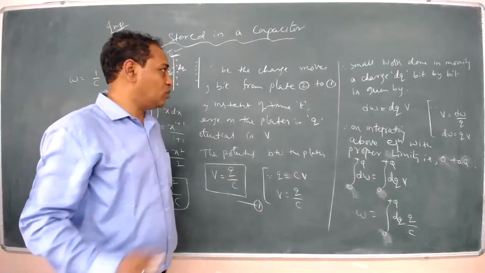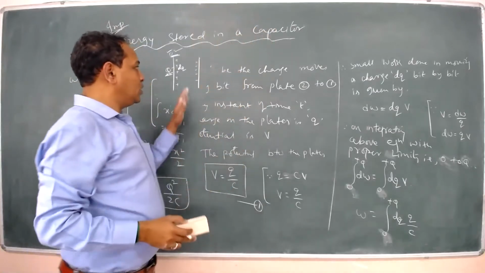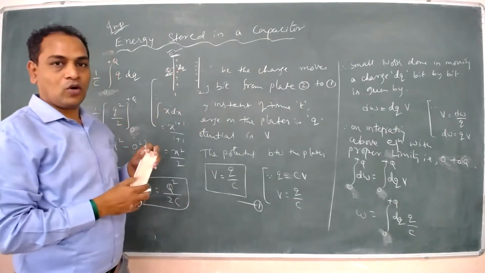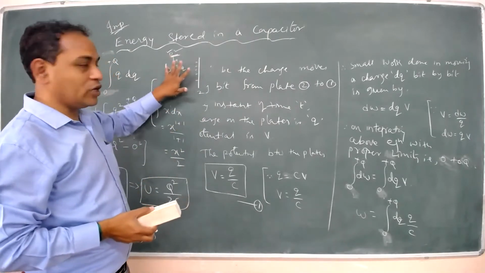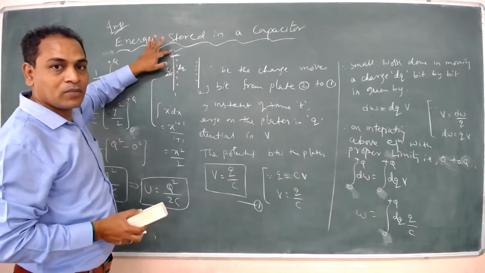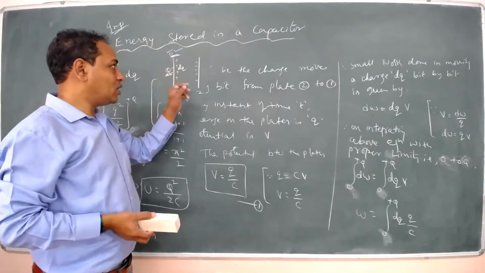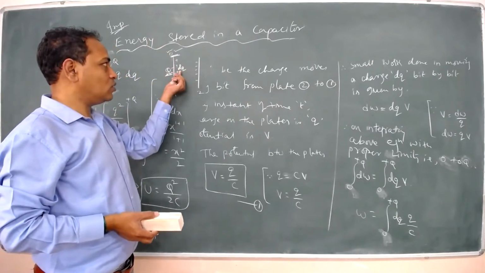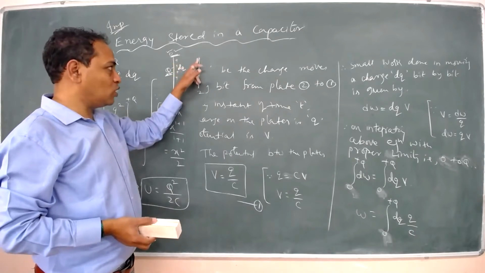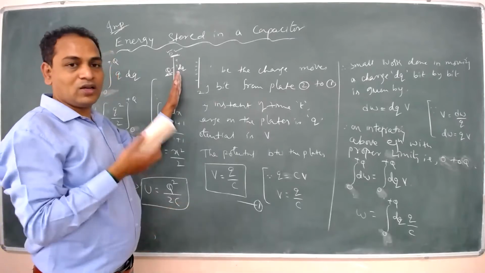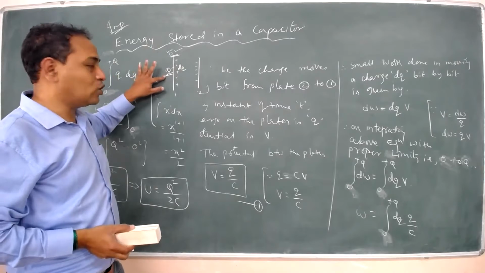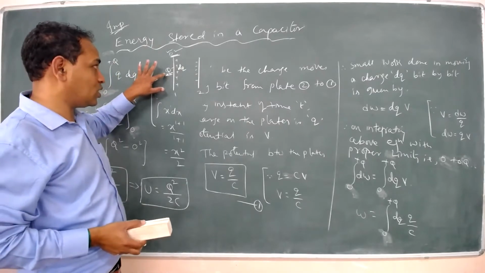See, once again I will tell you. Let us consider two plates are there, one is plate 2 and one is plate 1. Initially, both are neutral, no charge. Then bit by bit I have moved the charge dq from this plate to this plate. At that time this will become negative and this will gain the charge, that means this will become positive. Finally, at last, it becomes capital Q.